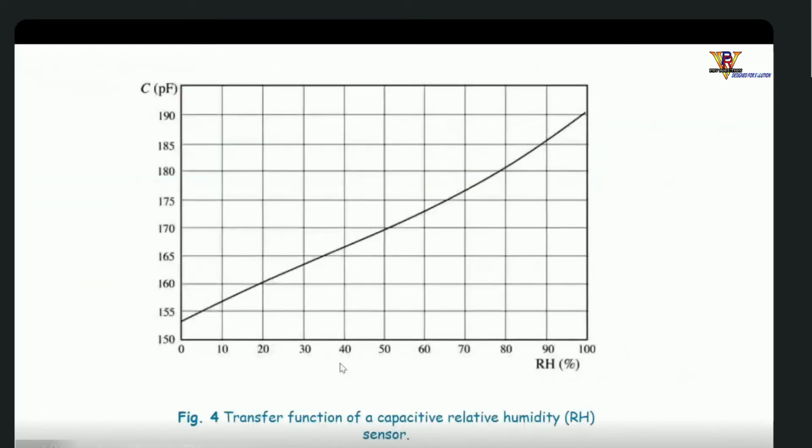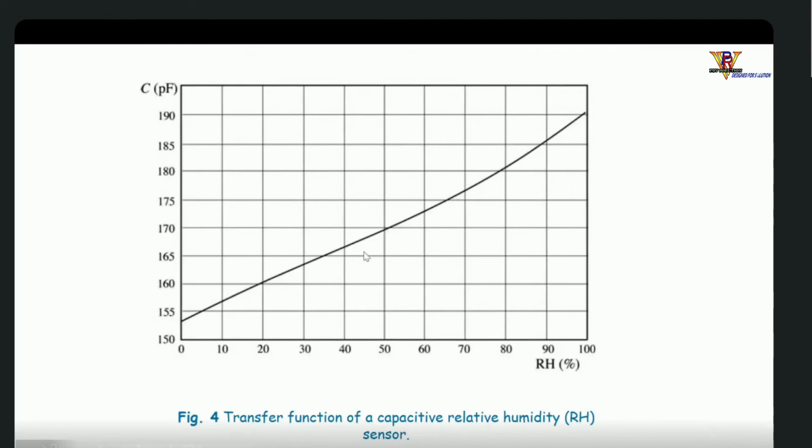So this figure is showing the transfer function of a capacitive relative humidity sensor. Here is the humidity level, percentage of relative humidity, and here is the value of the capacitance. Now if we look at the graph, it's not exactly linear. In this portion, it is not exactly linear. Here it is not exactly linear, but roughly we can say it is linear.